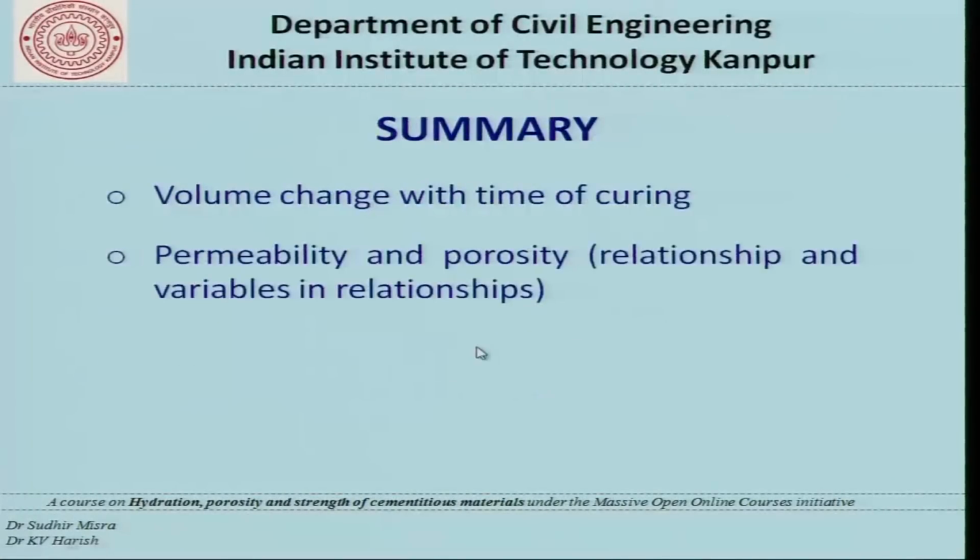For the first one it is 26 centimeter cube per gram and it decreases to 15 centimeter cube per gram. So, in summary, what we have seen is what volume changes are happening with time of curing, what the permeability of concrete is, what the coefficient of permeability is, and what the important factors are which connect permeability and porosity. Primarily we have seen pore structure, nature of pores, pore connectivity and all those things, and all those factors are functions of water to cement ratio, time of curing and degree of hydration.